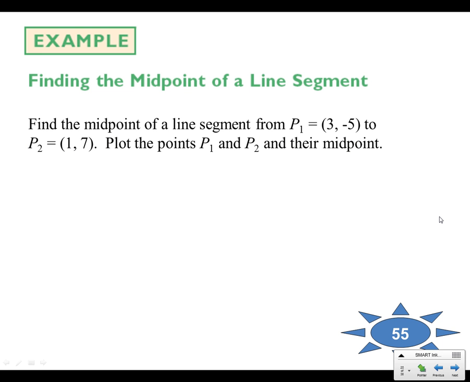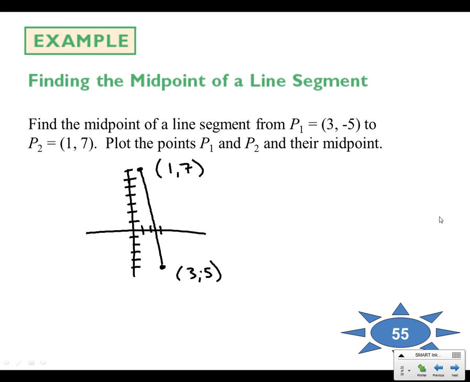All right, so let's try one ourselves. Let's find the midpoint of a line segment P1 to P2. It says to plot them first, so we'll do that. A lot of times if it doesn't say to plot it, we could get away with just doing it algebraically. There's 7, so 1 comma 7, and 3, 4, 5, negative 5. 1 comma 7. Let's find the midpoint of that.